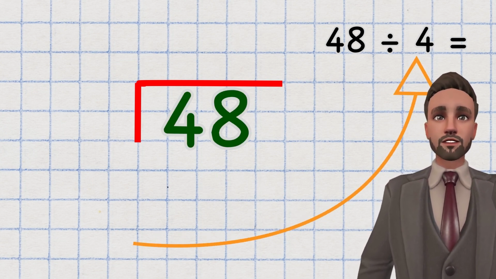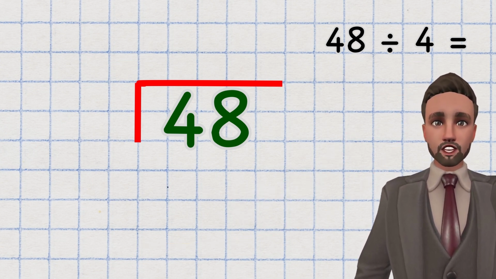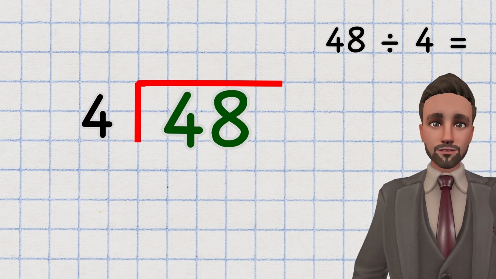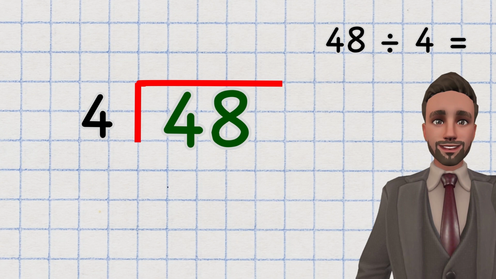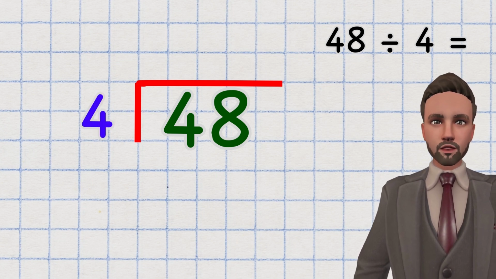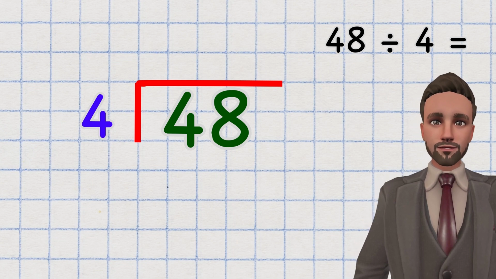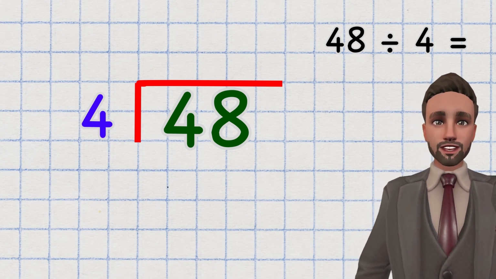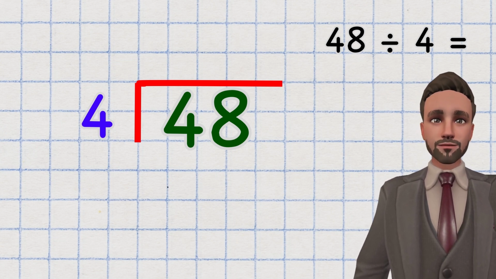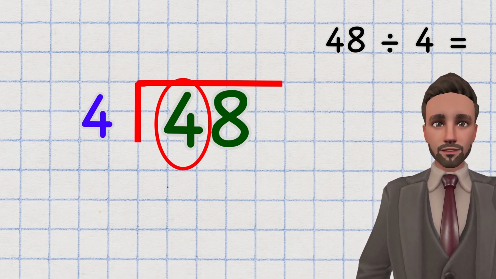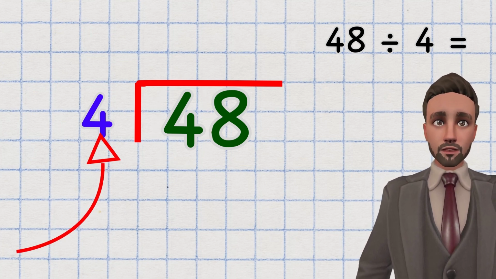4 is the number that we are dividing by, often referred to as the divisor. This goes on the outside to the left of this vertical line. I'll turn this blue so you know it's my divisor. Now, what we do is see how many times my divisor goes into my dividend's digits, each digit at a time. So, the first digit in 48 is 4. How many times does my divisor, which is also 4, go into 4?